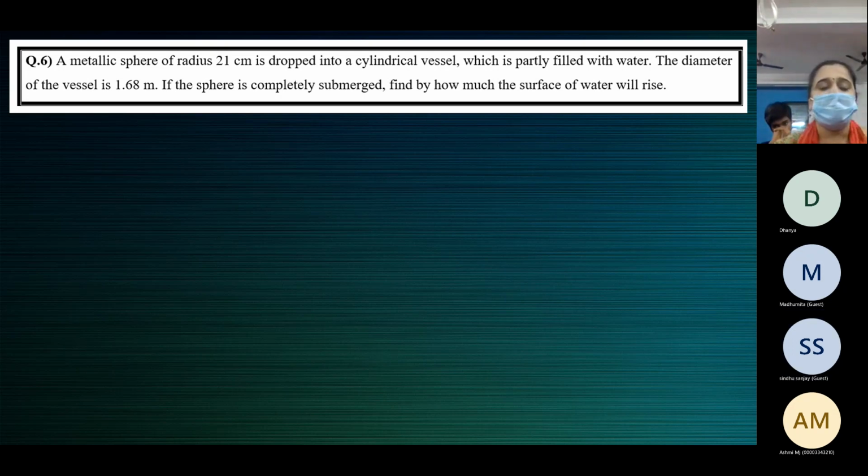All right. Now, a metallic sphere of radius 21 centimeters is dropped into a cylindrical vessel which is partly filled with water. If it is completely filled, the water will overflow when you drop the sphere. That's why it's partly filled, so the water doesn't pour out of the vessel. The diameter of the vessel is 1.68 meters. If the sphere is completely submerged, find by how much the surface of the water will rise. Let's make a diagram out of this information.